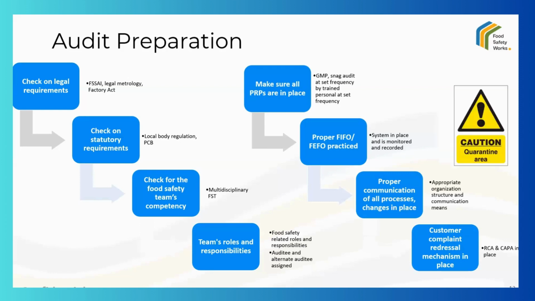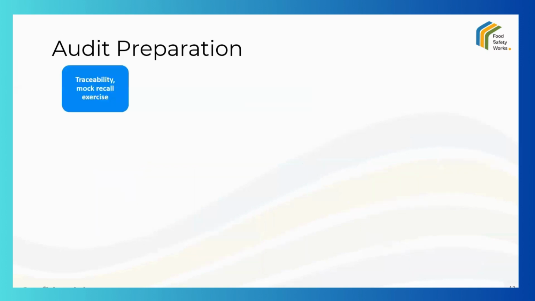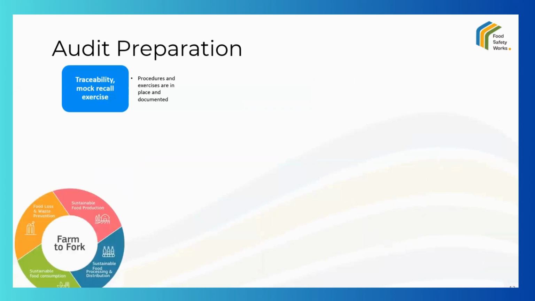Do I have a proper mechanism of finding my issues, where it went wrong? Why did it go wrong? What is the root cause? What is the mechanism of having a corrective action? These have to be there. Then comes your traceability. Do you have a process of tracing your products from farm to fork? Is there a recall procedure?